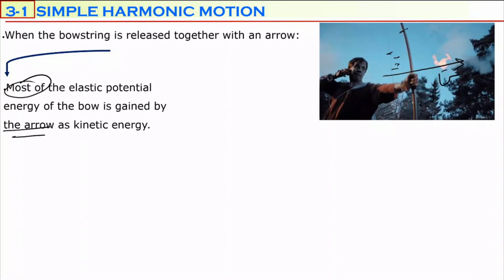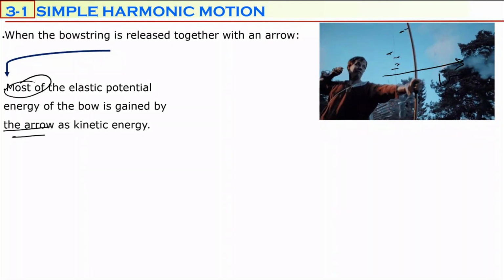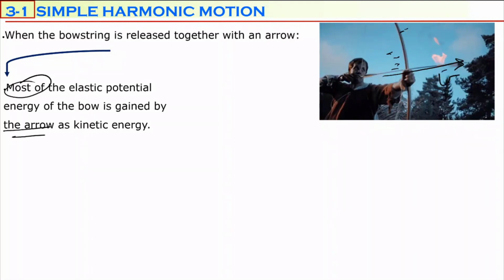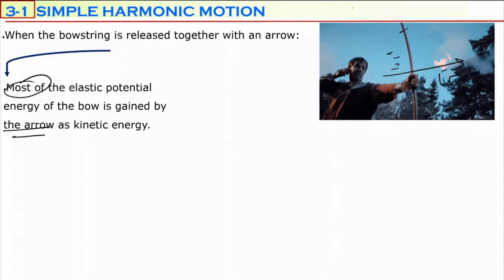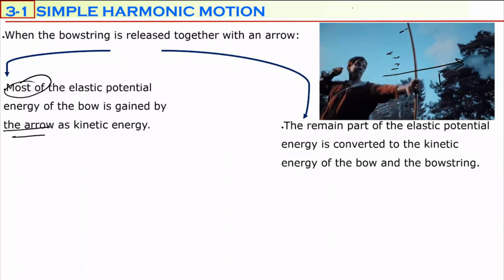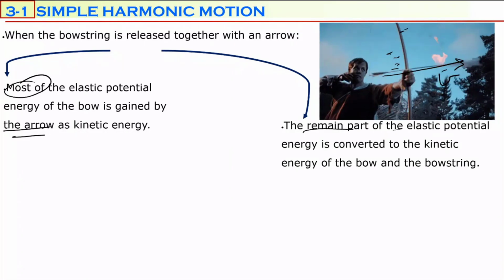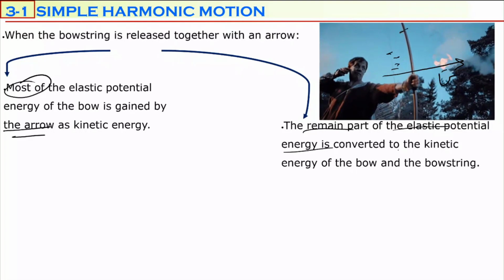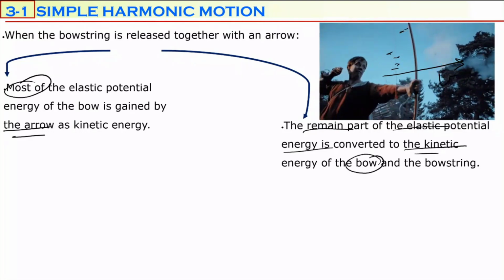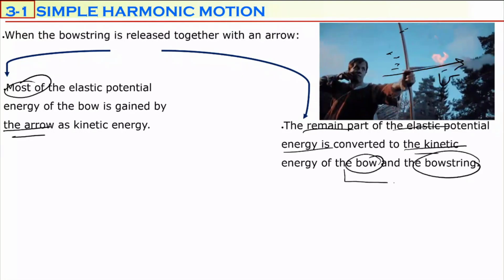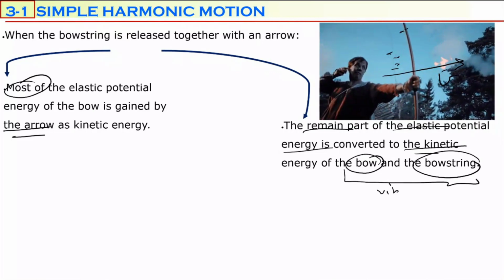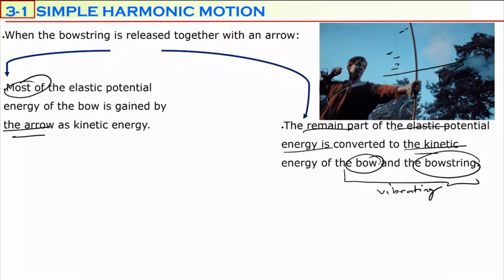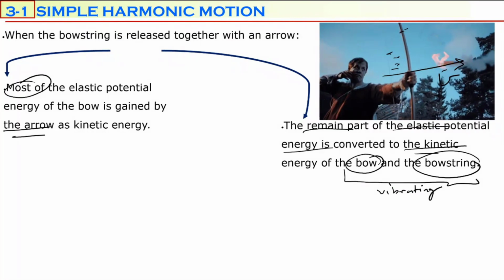This vibration is a kind of motion, and every motion has some kinetic energy, because the remaining part of the elastic potential energy will be converted to kinetic energy of the bow and bowstring. Why? Because they are vibrating.